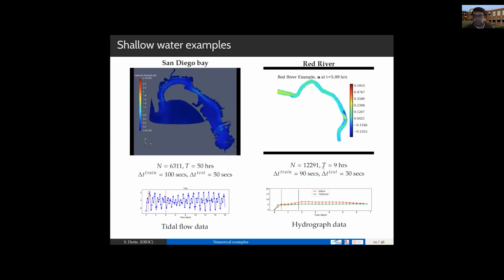The right column is a riverine flow in Red River, which is a section of the Red River in lower Louisiana. And here again, each variable has about 12,000 computational degrees of freedom. The training time step is 90 seconds and the computational testing time step is 30 seconds. This here shows the hydrograph inflow and tailwater elevation data that we are imposing on our computational model. And the vertical lines show the actual training window.